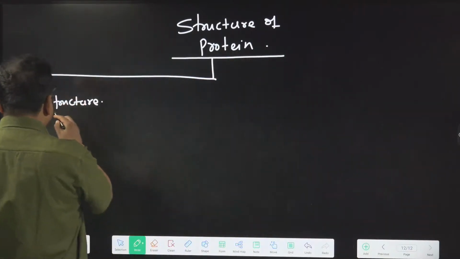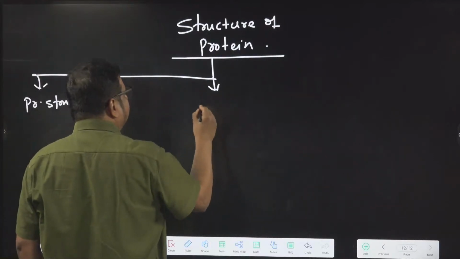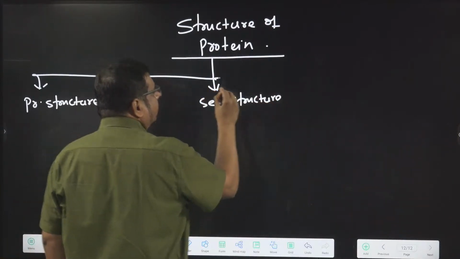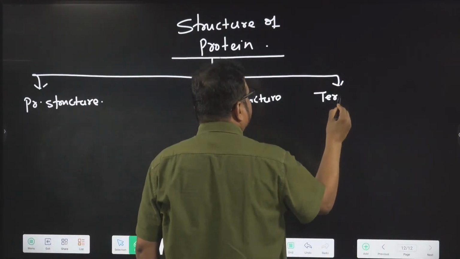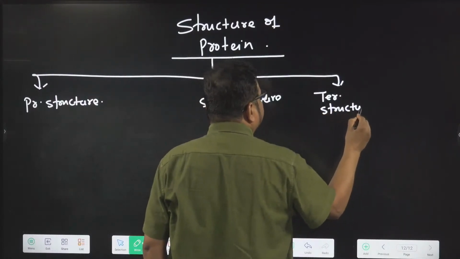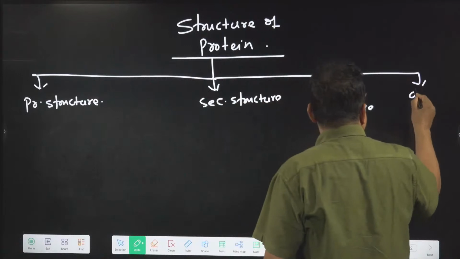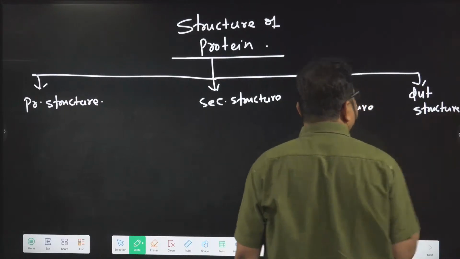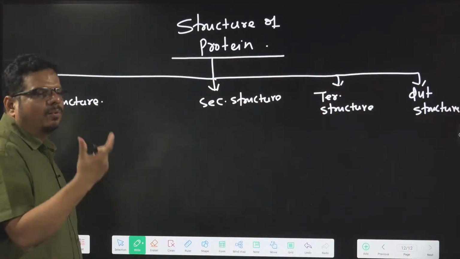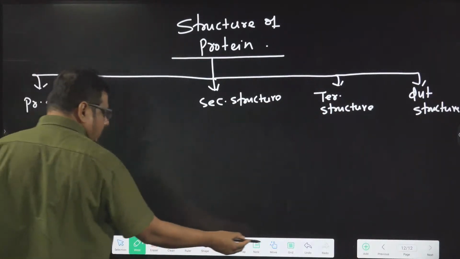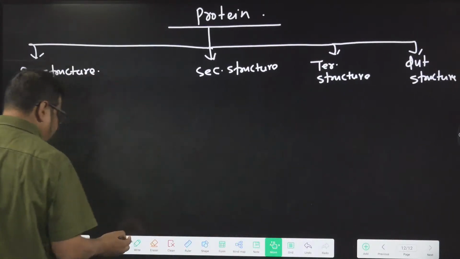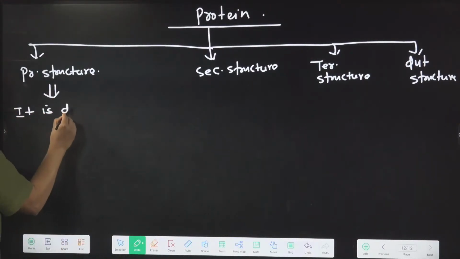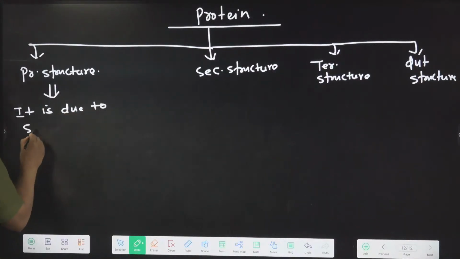So if you talk about protein structure, it has primary structure, secondary structure, tertiary structure, and quaternary structure. So tertiary structure is what? 3D. Quaternary structure is what? 4D. Got the idea? So primary structure. What is the reason behind primary structure? It is due to the sequence of amino acids.